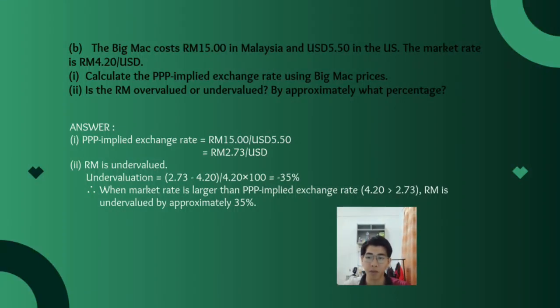So for Roman 1, the PPP implied exchange rate equals RM 50 over USD 5.5. The answer is RM 2.73 over USD. Roman 2, RM is undervalued. Undervaluation percentage equals 2.73 minus 4.2 over 4.2 times 100, equal to negative 35%. When the market rate is larger than the PPP implied exchange rate, RM is undervalued by approximately 35%.